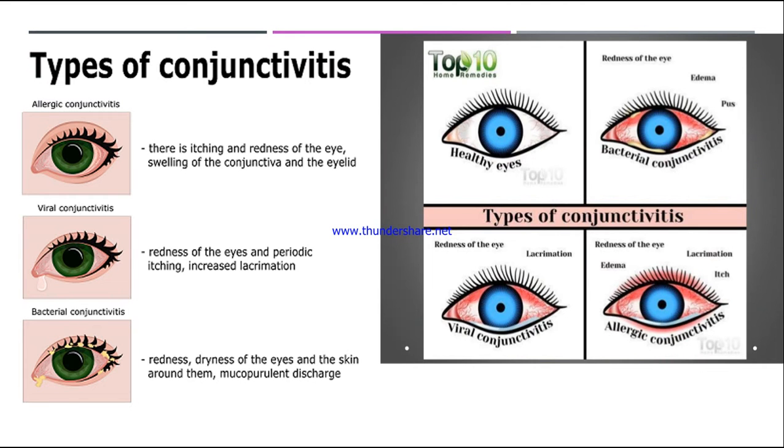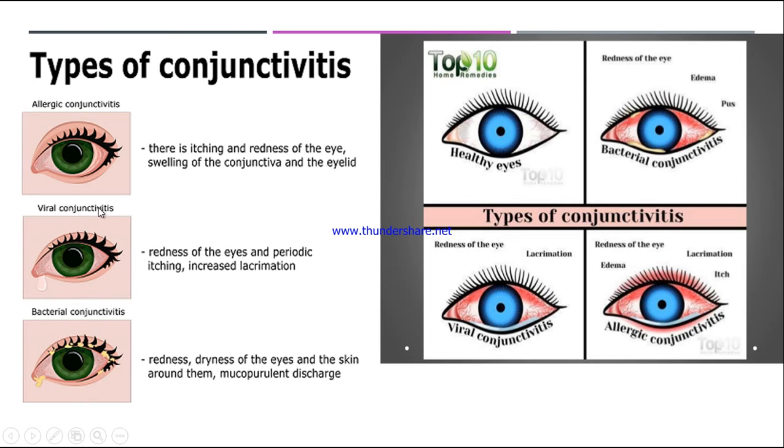Now coming to the types of conjunctivitis. There are many types of conjunctivitis. One is allergic conjunctivitis, number two is viral conjunctivitis, and third is bacterial conjunctivitis. In allergic conjunctivitis, as you can see in this picture, the patient will have itching, redness, swelling or edema, and there will be lacrimation, so there will be tears from the lacrimal glands. That is called allergic conjunctivitis.